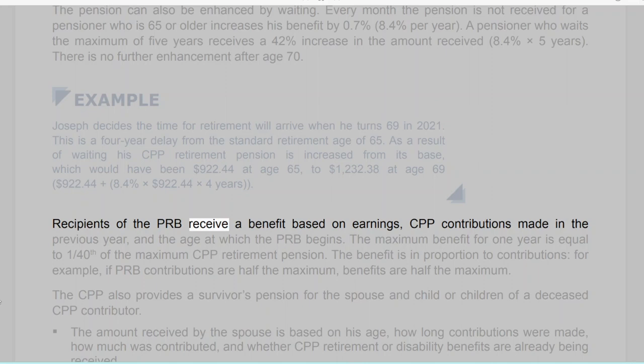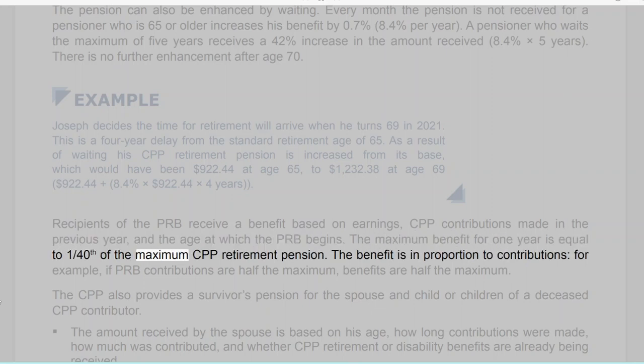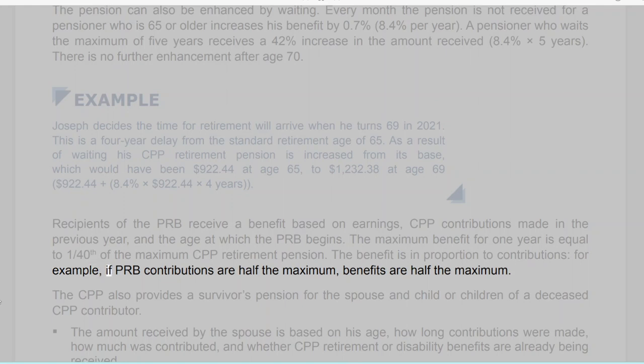Recipients of the PRB receive a benefit based on earnings, CPP contributions made in the previous year, and the age at which the PRB begins. The maximum benefit for 1 year is equal to 1/40 of the maximum CPP retirement pension. The benefit is in proportion to contributions. For example, if PRB contributions are half the maximum, benefits are half the maximum.